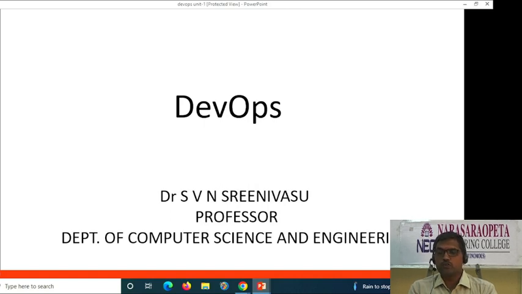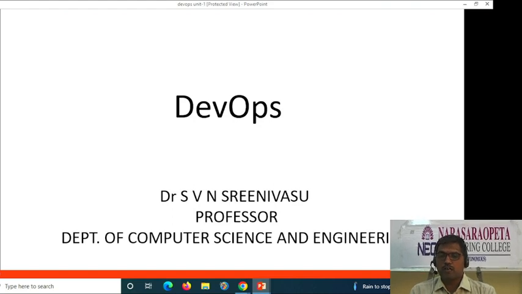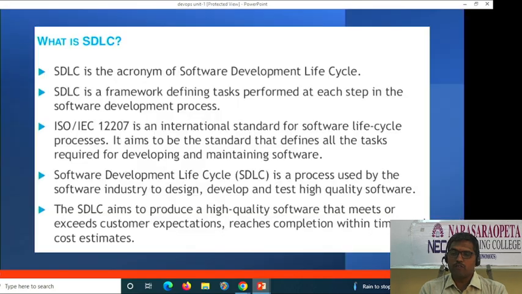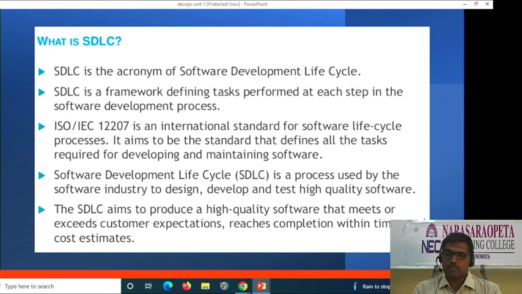Before looking into DevOps, first of all, you should know what the software development process is. How the software development life cycle is established, how to develop the software, and what the phases are, that we have to see. Now, what is SDLC? That is the software development life cycle, the acronym of SDLC.